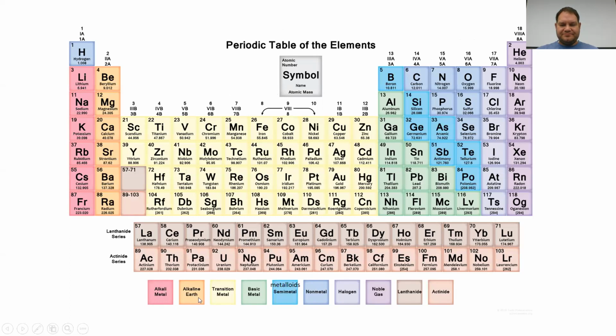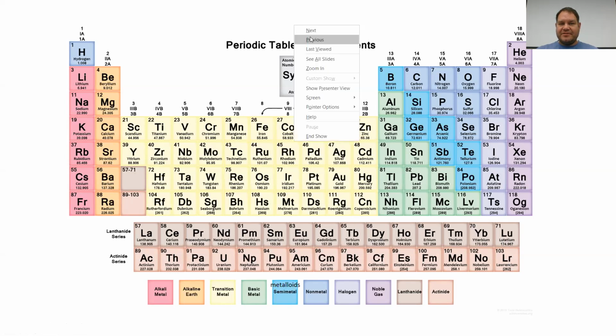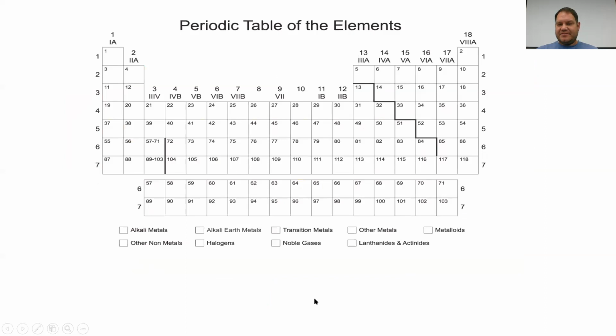And then you have the alkaline earth metals. The transition elements are here. The lanthanides, the actinides, so forth and so forth. The noble gases are here, the halogens are here, and so forth. So essentially what I want you to do is use this periodic table here that's in the video and color code the periodic table that's in your notes as best you can, okay?